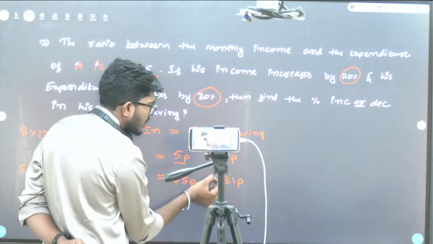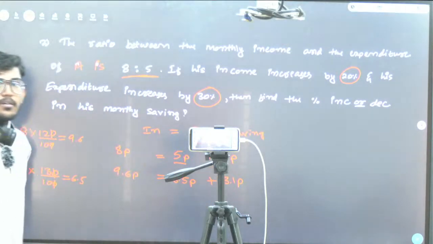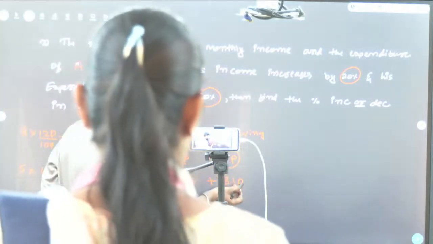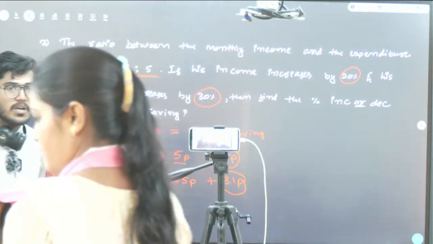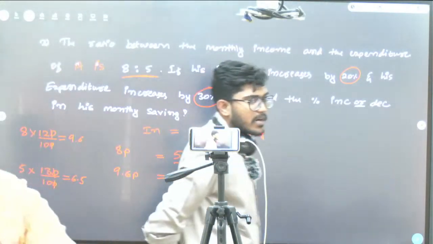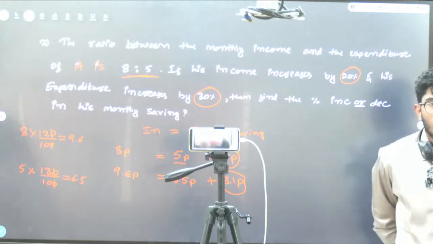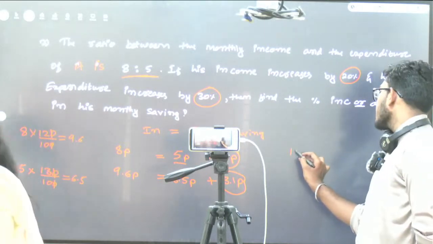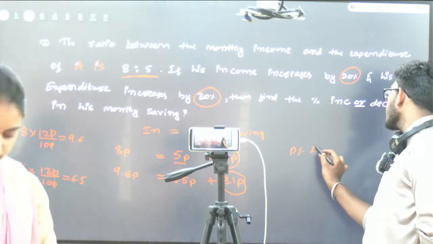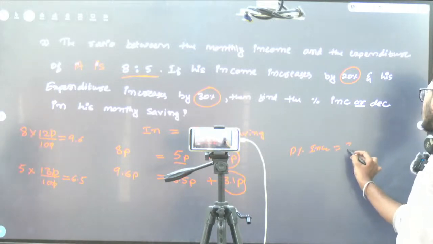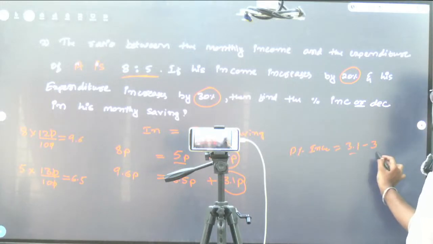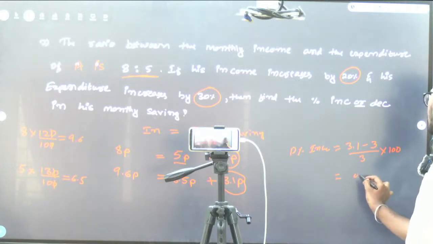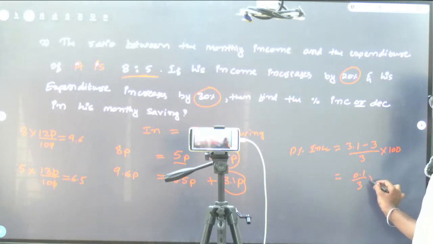Now how many parts increases here to here? Initially you have 3 parts, now how many parts you have? 3.1 parts, right? Percentage increase formula, what you have? Change in quantity divided by original quantity into 100. Percentage increase equals change in quantity, 3.1 minus 3 divided by 3 into 100. How much you getting? 0.1 divided by 3 into 100.